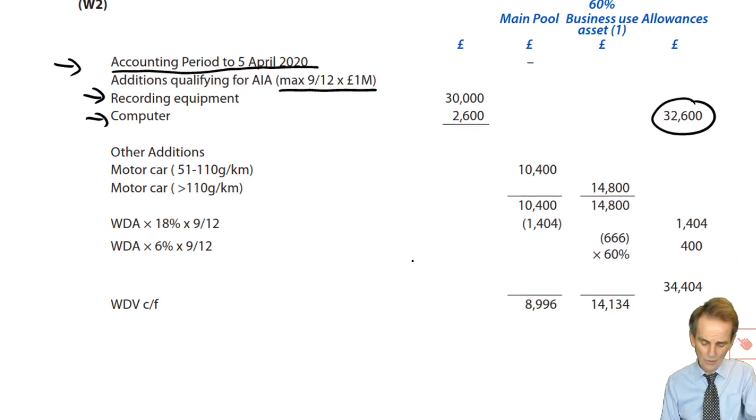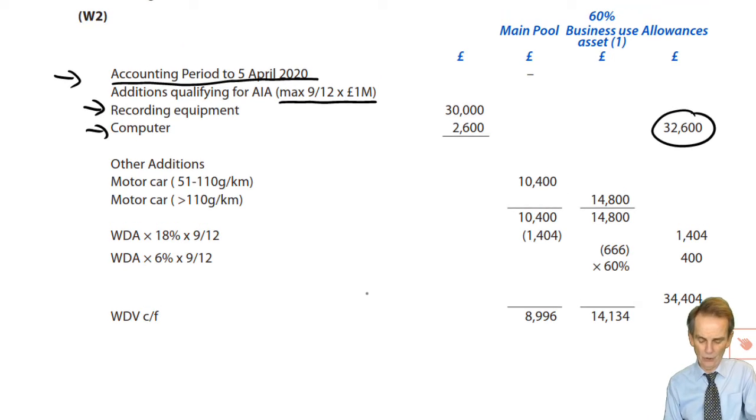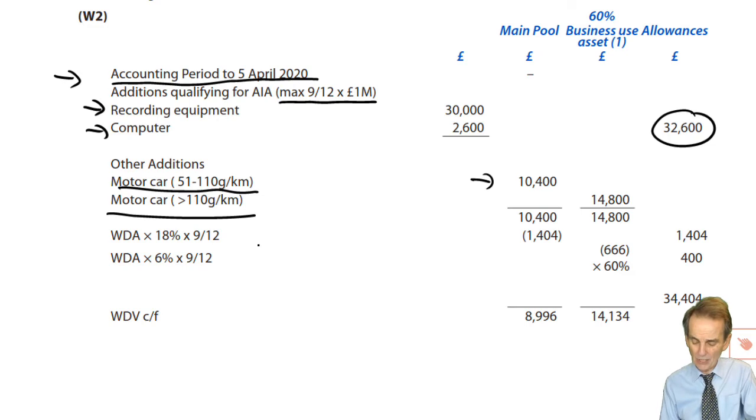We, of course, did have 2 other purchases. They were cars, one of which goes into the main pool. That was the lower of the 2 emissions, the one between 51 and 110. It has no private use by the proprietor, so into the main pool it goes. The other one did have private use by the proprietor. The business use proportion was 60%. It being a non-pool asset is separated out. Put the cost figure in accordingly.